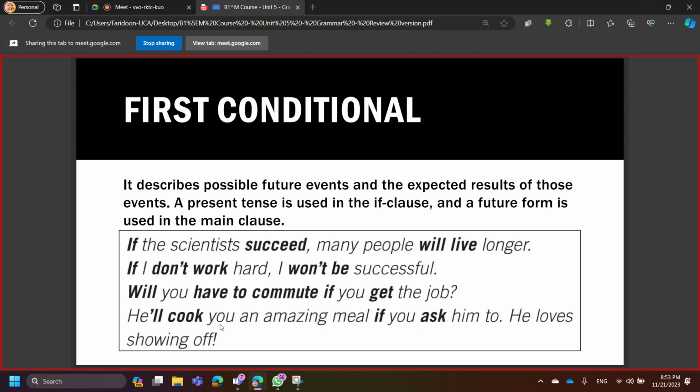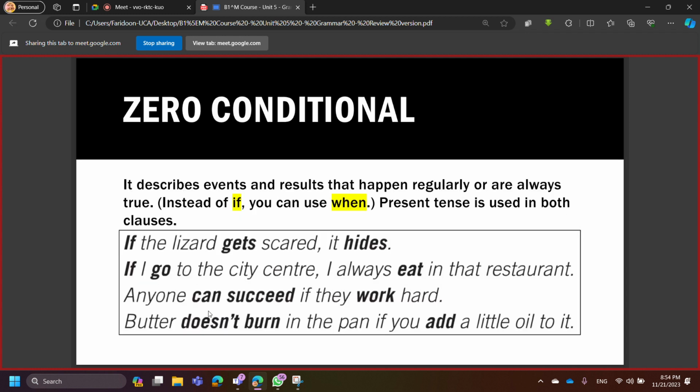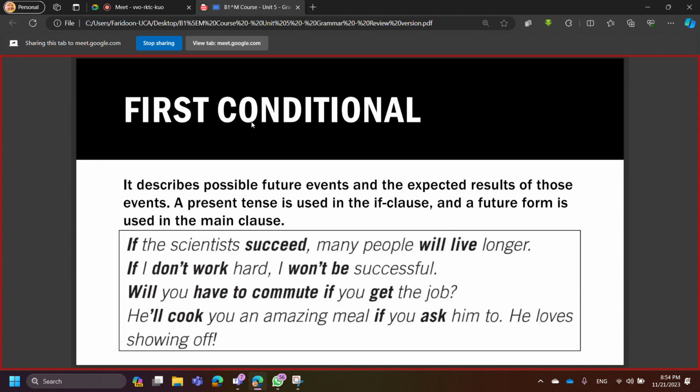Okay, so that's why we're using the first conditional. One thing that we have not written here, guys, but you can do it, of course: you can use when in the first conditional as well, but it will be a little more sure. It will make it a little more certain. Many people say that it's not good to use it like that, because if you're very certain, just use zero conditional. Why do you have to use first conditional? But I think that it's okay. You can use the first conditional with when, just to show that you are very, very sure of this.